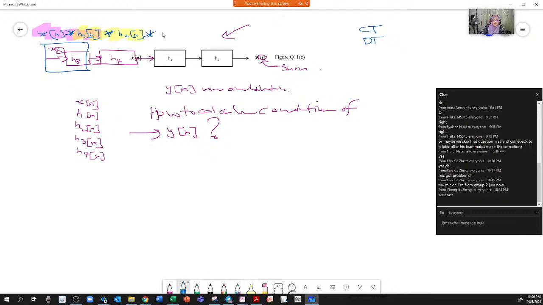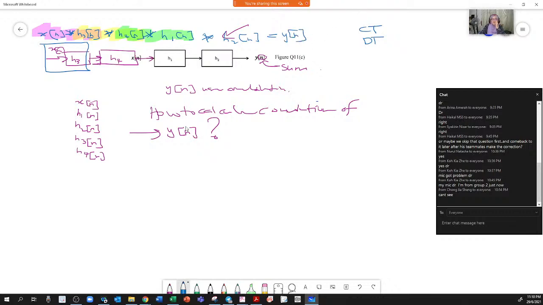Then next, you convolve with h4 and then h1. So after getting the answer, you convolve again with another plot, which is h1. And then lastly, convolve with h2[n]. Then you will get the convolution for y[n].